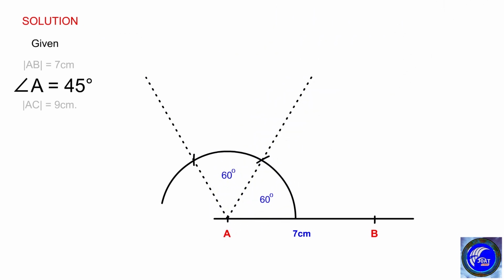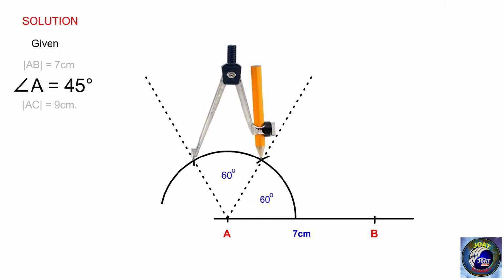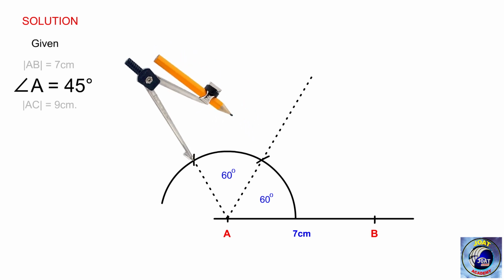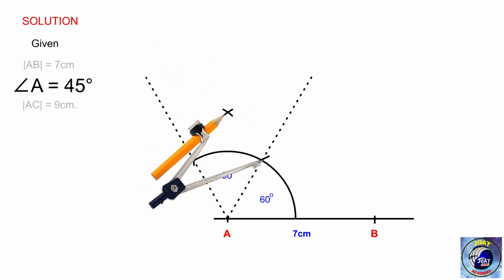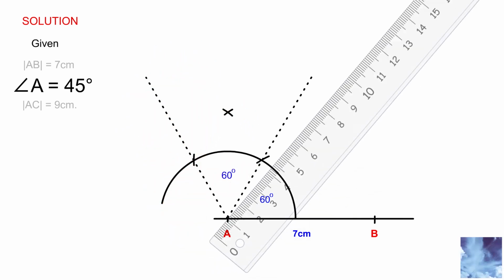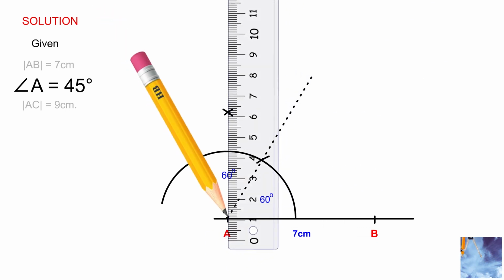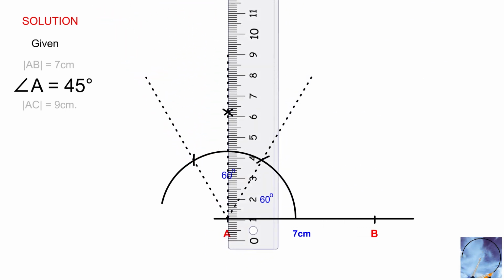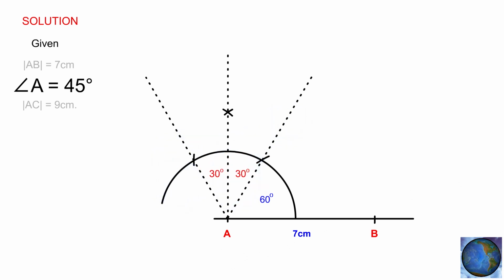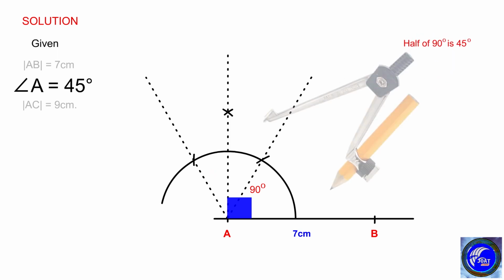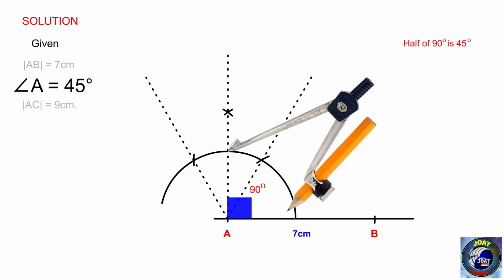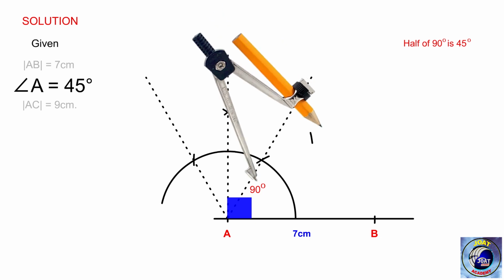Bisect the last 60-degree angle into two equal 30-degree angles. Add the first 30-degree angle to the first 60-degree angle to get a 90-degree angle. For further understanding of how to construct a 90-degree angle, watch my video titled, How to Construct a 90-degree Angle. Bisect the 90-degree angle to obtain two equal 45-degree angles.